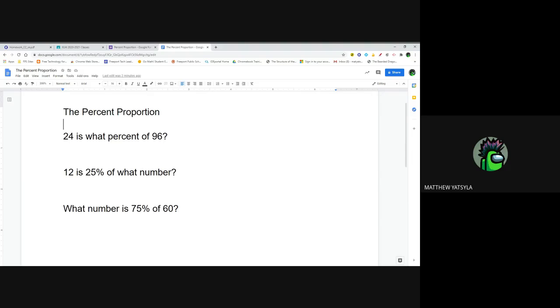But we have to figure out what happens if we're missing the percent, or what happens if we're missing our whole number. So the percent proportion is pretty straightforward. We're going to have our part over our whole, which is going to be equal to our percent over 100.